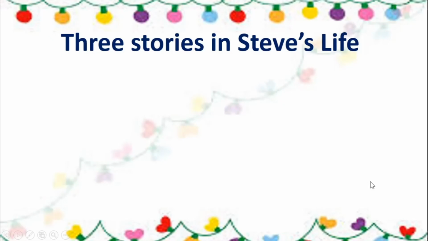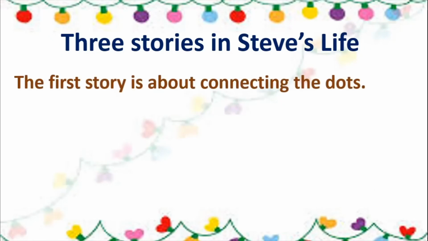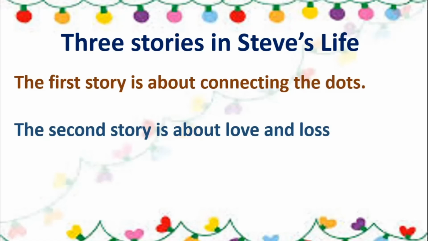Alright? Now let us look at the remaining two stories. The first story we talked about is about connecting the dots, and this was related to his career, related to what he did in his life. The second story that he wants to tell us is about love and loss. That is how he met his wife. When he started working for Apple, he met his wife and they started living a wonderful life together.